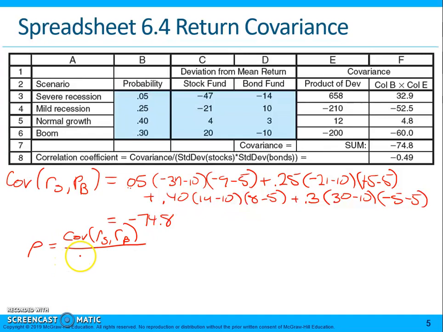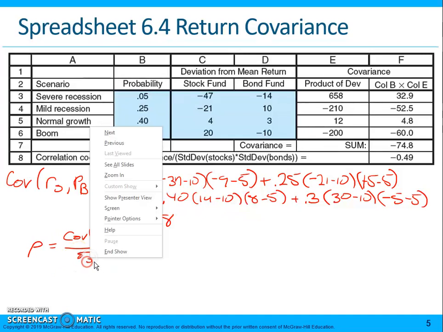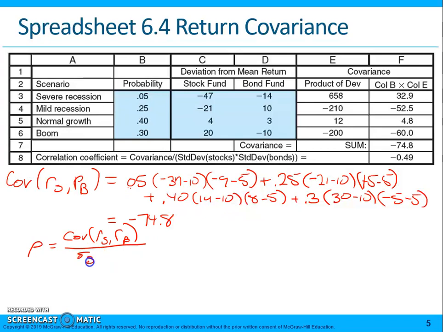So the 74.8 divided by the standard deviation for stocks multiplied by the standard deviation for bonds. So we got minus 74.8 divided by our 18.63 multiplied by 8.27. And it comes out with negative 0.49.